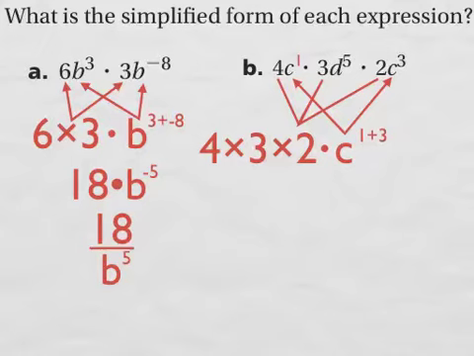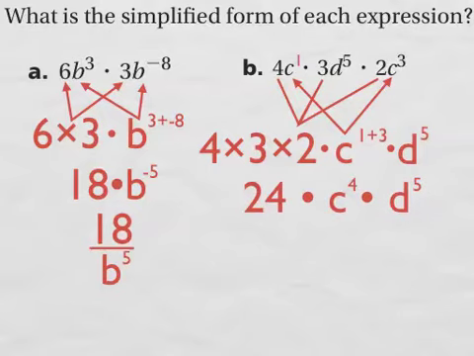And then I'm just going to leave my D to the fifth alone. There's nothing that I can combine it with because there are no like terms. Well, 4 times 3 times 2 is 24, times C to the fourth times D to the fifth. I have all positive exponents, so that's going to be my final answer.